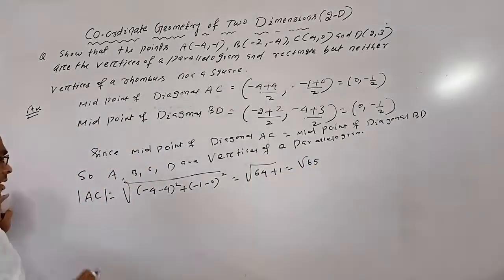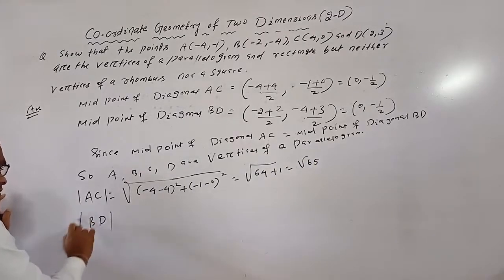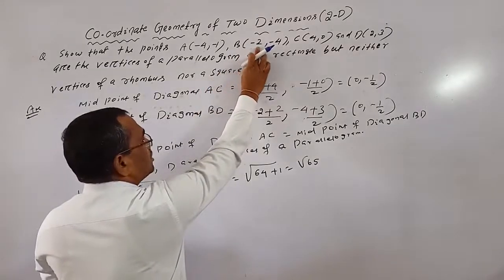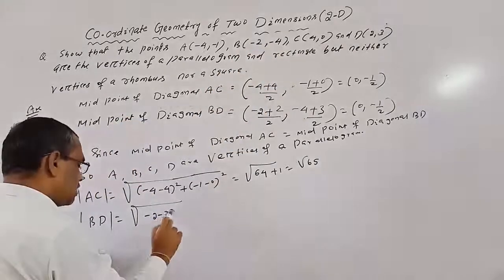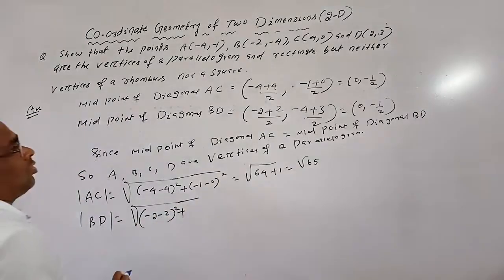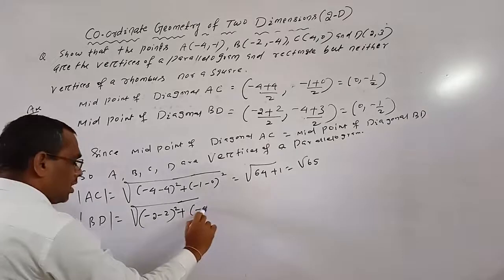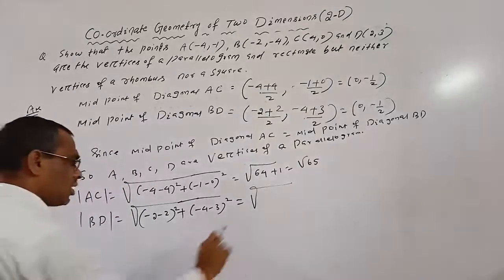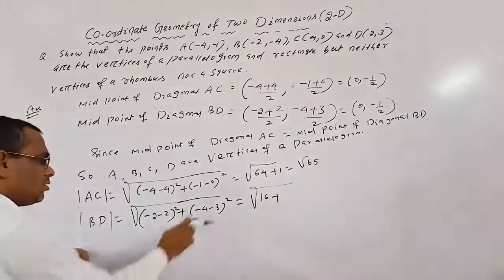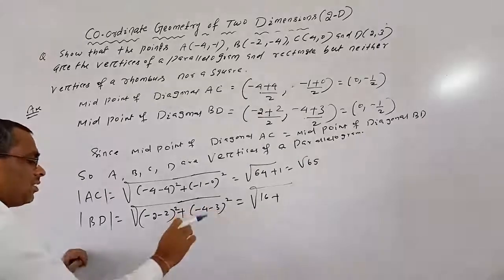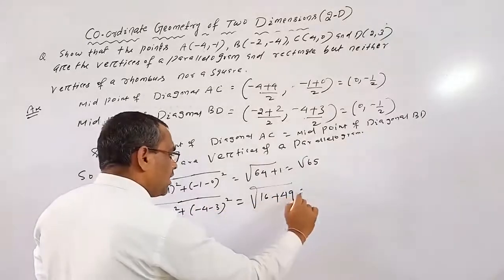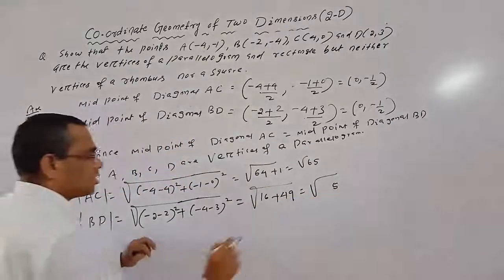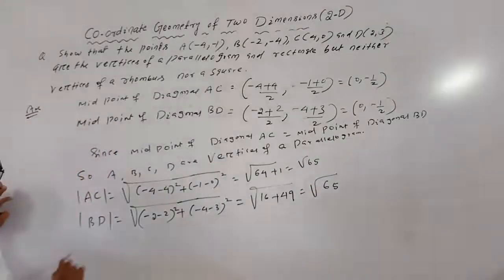Okay, next diagonal BD, length of diagonal BD. So BD means x coordinate difference squared, minus 2 minus 2 squared, plus y coordinate difference squared, minus 4 minus 3, which is equal to minus 4 squared, 16, plus minus 4 minus 3, minus 7 squared, 49. So 49 plus 16 is 65, so root over 65.